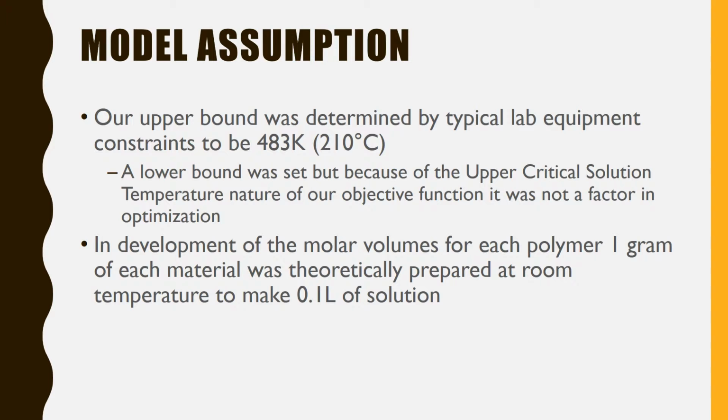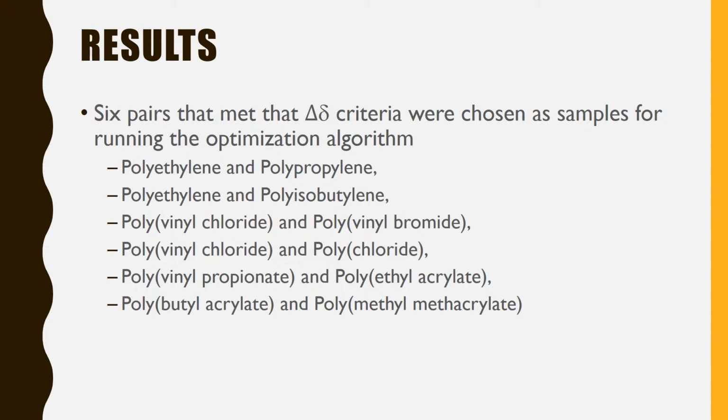We had a couple of assumptions based on typical lab equipment. We assumed our upper bound to be 483 Kelvin. We set a lower bound that was also based on typical lab equipment, but because of the nature of the objective function, it did not factor into optimization. As well, in the development of our molar volumes for the initial population, we assumed that we had 1 gram of each material, theoretically prepared at room temperature to make 0.1 liters of solution.